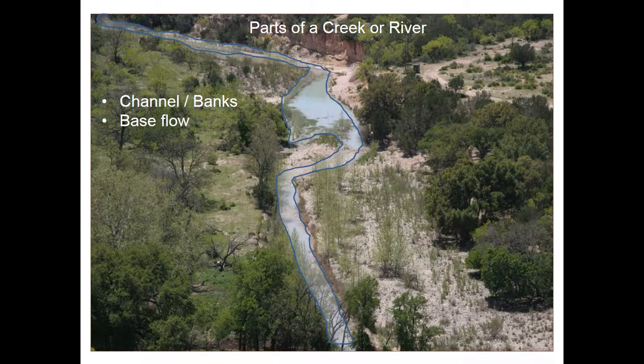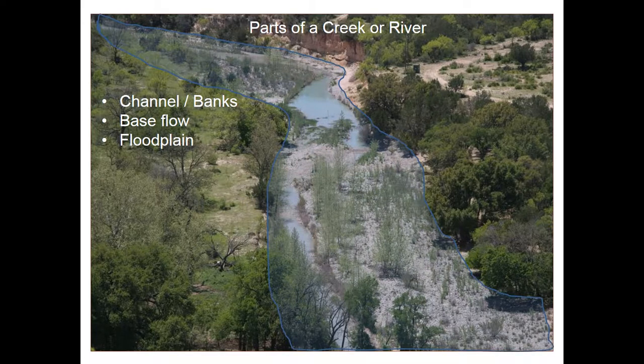There is the regular flow, which we call base flow. Then there should be a floodplain, a very important component of the riparian area. The floodplain is where flood flows regularly reach. The regular flood is one that occurs on average every 1.5 years and spreads out over the floodplain.